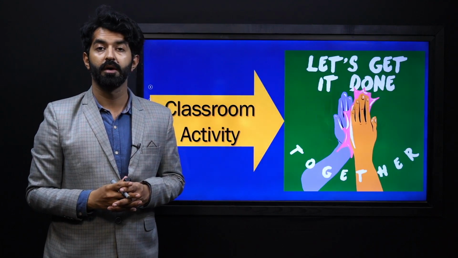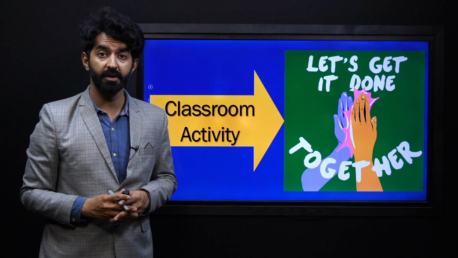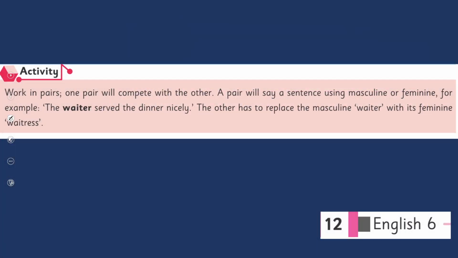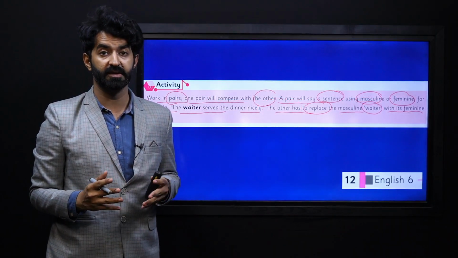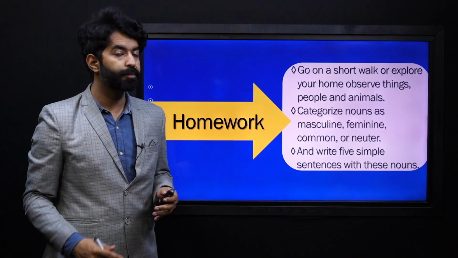Okay, so my class, we have a classroom activity for you. Let's do it together. Let's understand what it is. From page 12, you have an activity. You will work in pairs. One pair will compete with the other. A pair will say a sentence using a masculine or feminine noun. For example, the waiter served the dinner nicely. The other has to replace the masculine waiter with its feminine, waitress. So I hope that you have completely grasped the classroom activity with an example so that you can do it better.